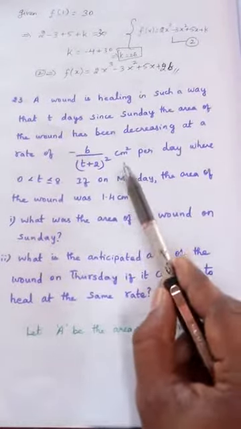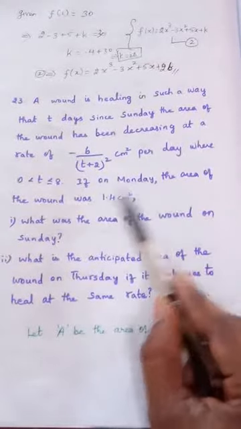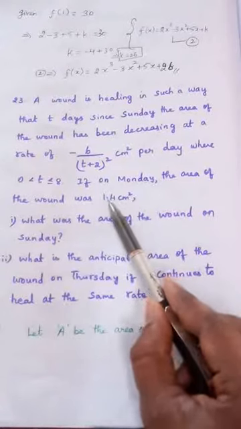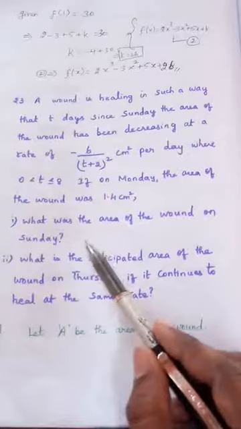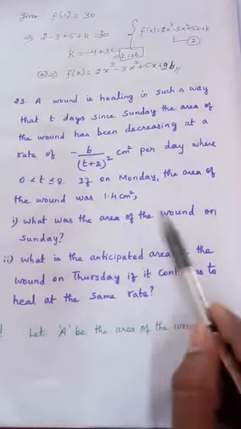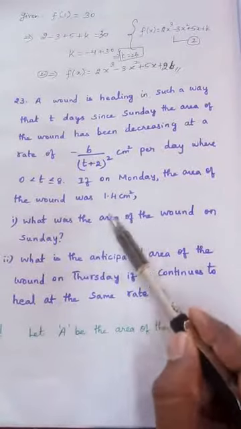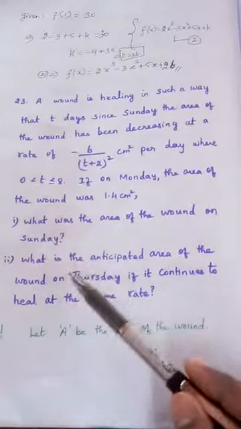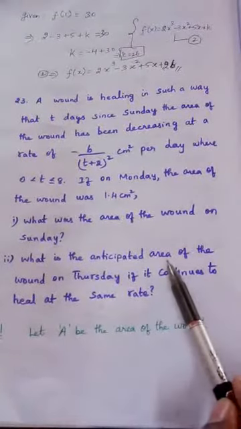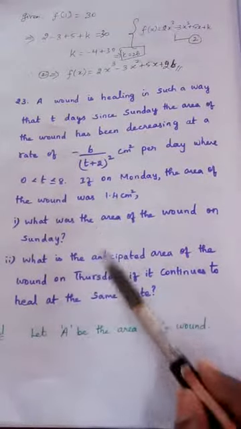It is given that the wound happened on Sunday. On Monday, the area of the wound is given to us as 1.4 centimeters square. What we need to find is the area of the wound on Sunday itself. Another question is also asked: what is the area of the wound on Thursday? So these are the two questions that we need to answer.